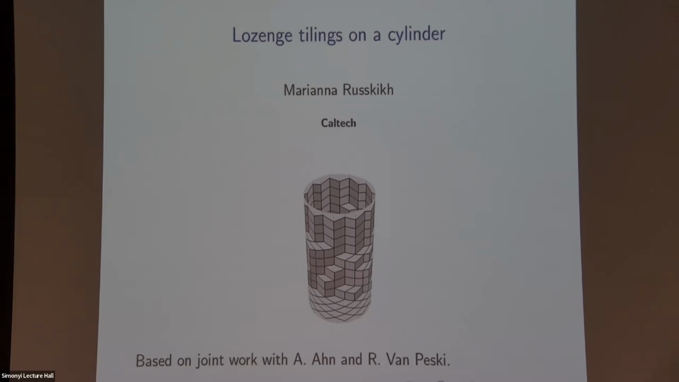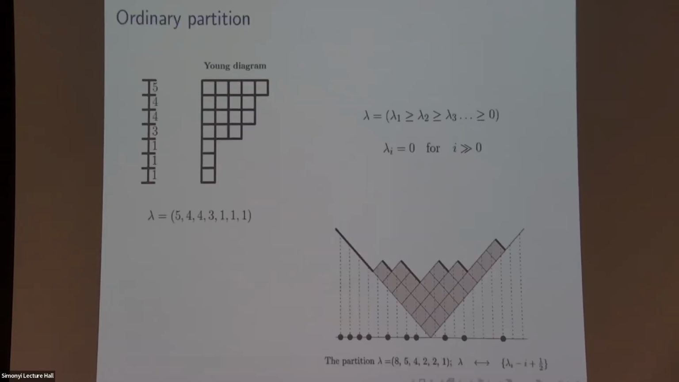Before we start talking about Lozenge Tilings on a cylinder or cylindric partitions, let me first remind you the definition of an ordinary partition. An ordinary partition is a sequence of non-increasing, non-negative integers with finitely many of them which are non-zero. So here is an example.